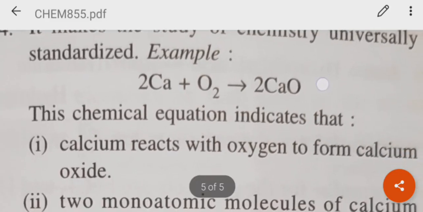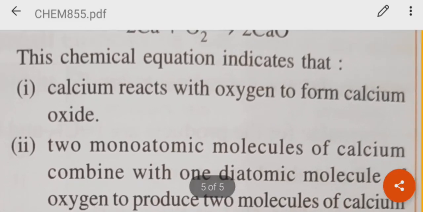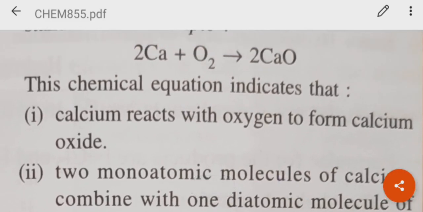Now, let us take an example. Now, what information do you get from this equation? First information, calcium reacts with oxygen to form calcium oxide. Second information, two atoms of calcium react with one molecule of oxygen to give two molecules of calcium oxide. Here in your book what is given? Two monoatomic molecules. Why? Because calcium is monoatomic. Either you say two monoatomic molecules of calcium or you say two atoms of calcium, they are the same.